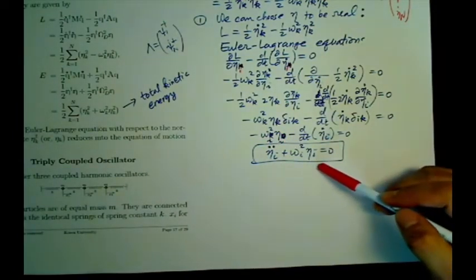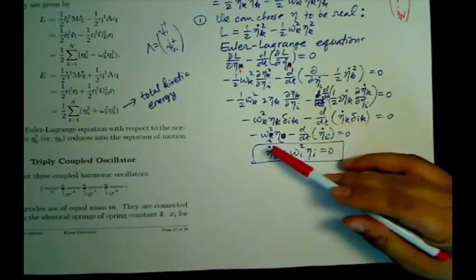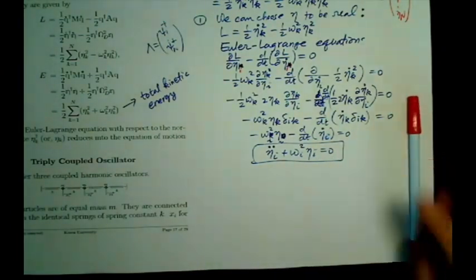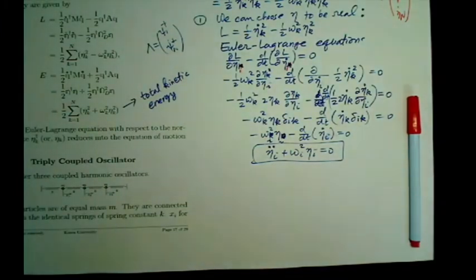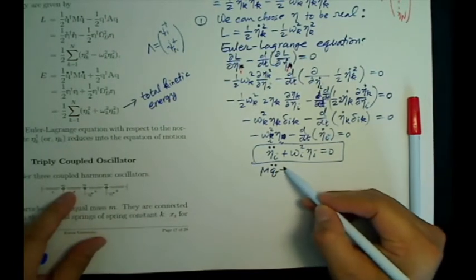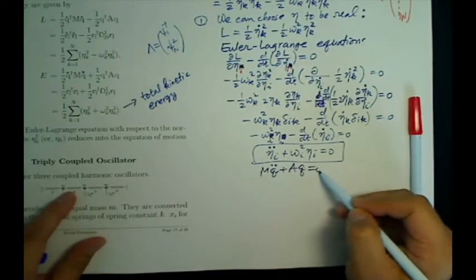As a result, we find the equation of motion that can also be transformed directly from the original equation of motion. That is from this.